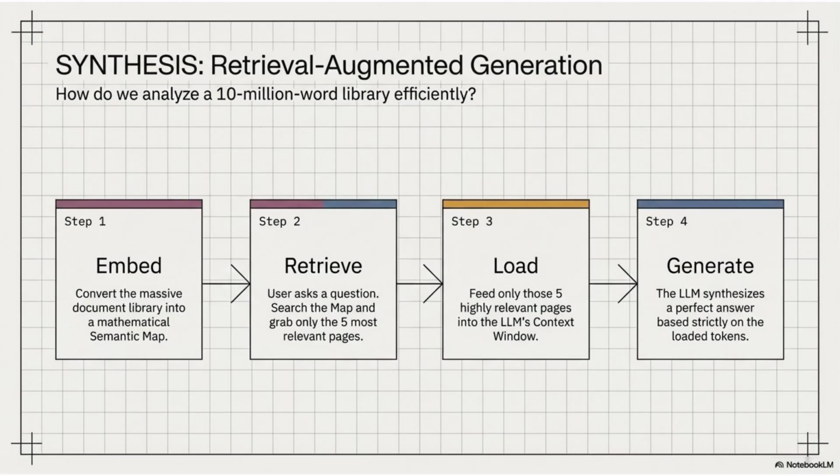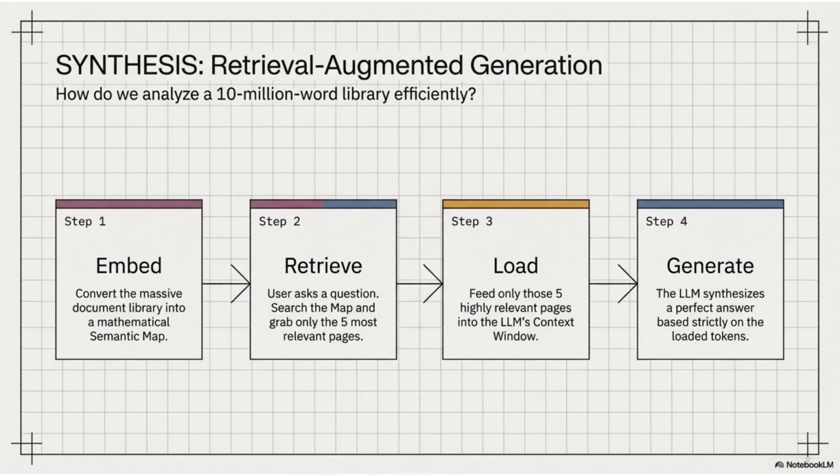Embeddings are also the secret sauce behind RAG, or Retrieval Augmented Generation. This is the technique that makes AI systems accurate and grounded in real data. Look at the 4-step pipeline on this slide. Step 1, embed. You convert your massive document library into a mathematical semantic map using embeddings. Step 2, retrieve. When a user asks a question, you search that map and grab only the 5 most relevant pages. Step 3, load. You feed only those highly relevant pages into the LLM's context window.